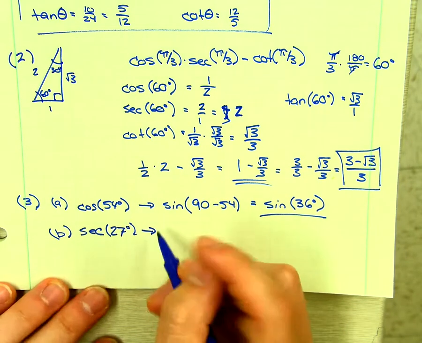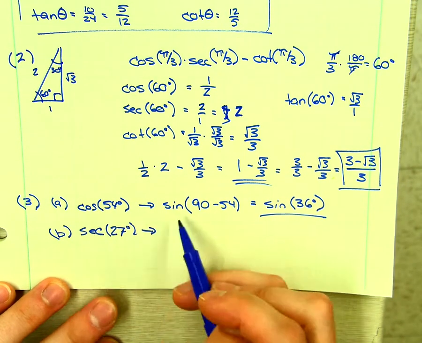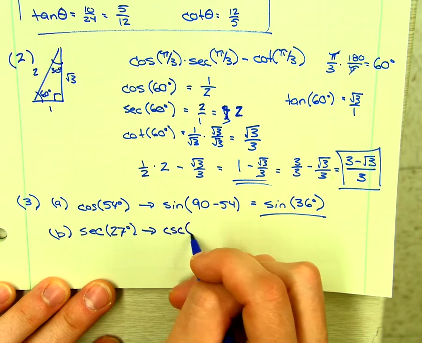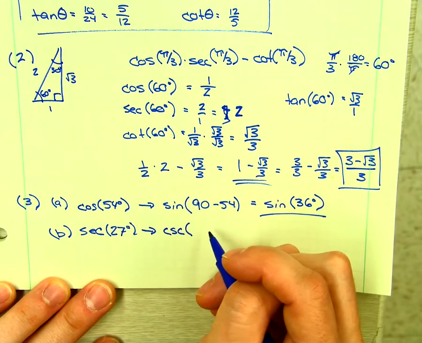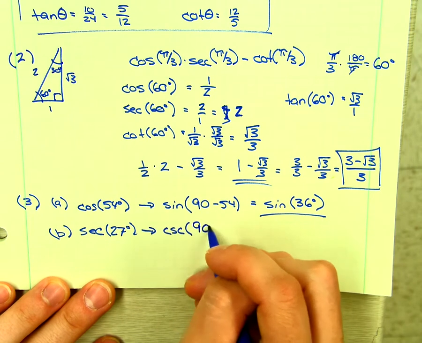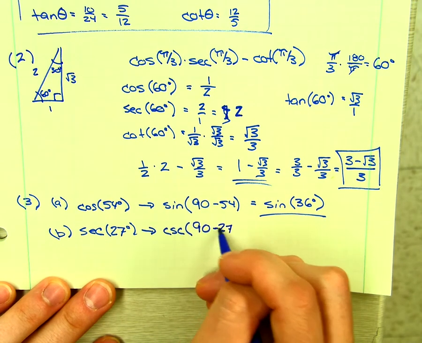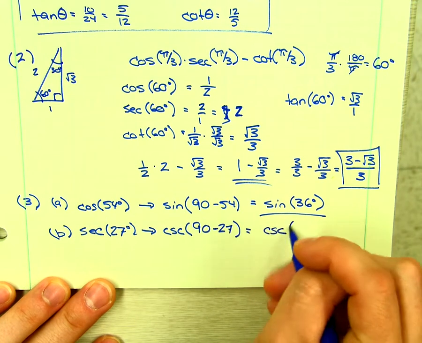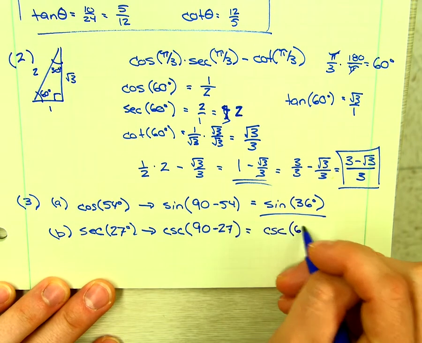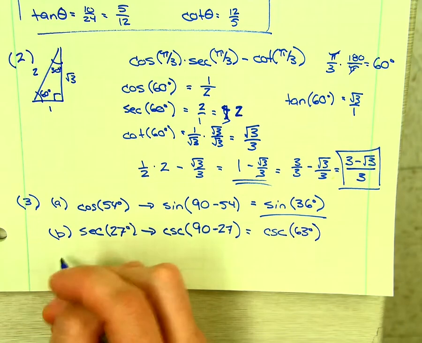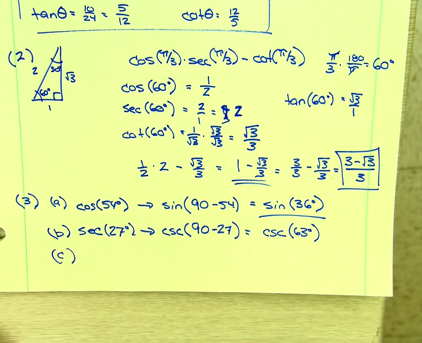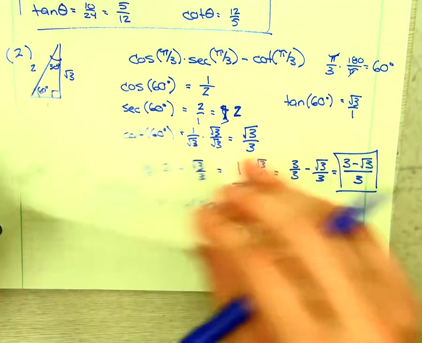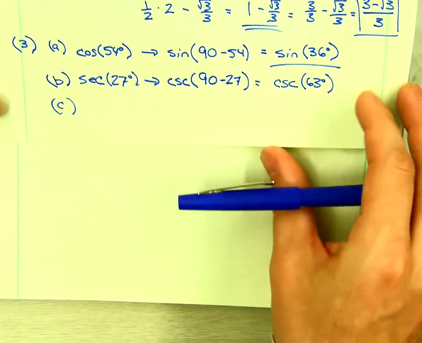Remember, secant is 1 over the cosine, so then it's just going to become 1 over the sine, which is a cosecant. Then I'm going to do the same thing here. So instead of 90 minus 54, here I've got 90 minus 27, following that second step. Now this just becomes the cosecant of 90 minus 27, which is 63 degrees. Now the last one is going to be a little bit trickier, but you guys got this. Let me readjust some things here.